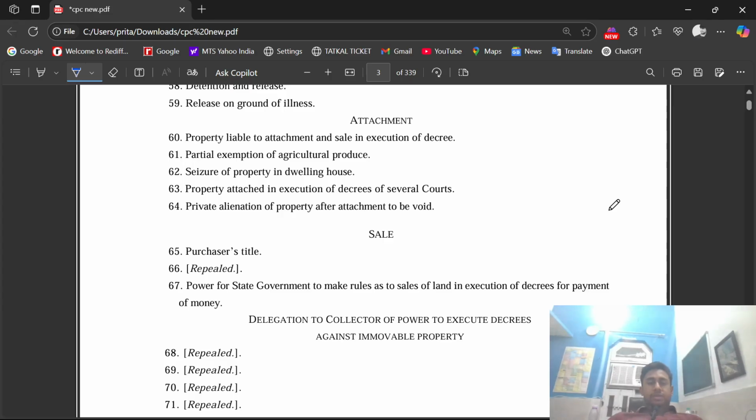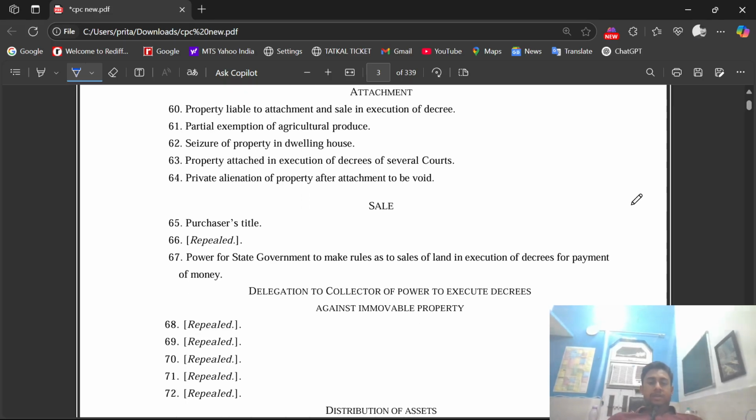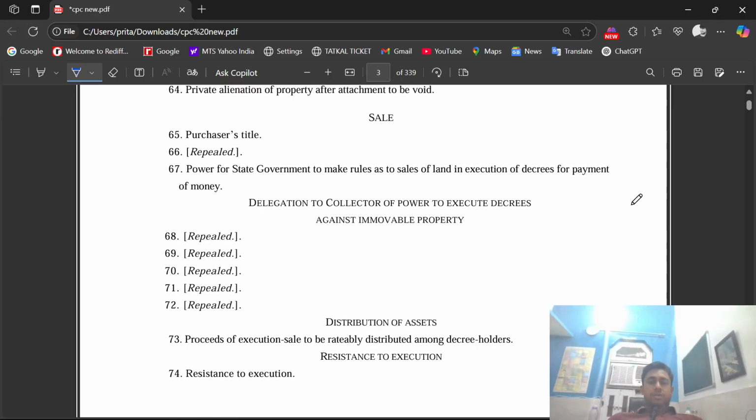Next subheading is sale. Section 65, purchaser's title. Section 66, repeal. Section 67, power for state government to make rules as to sales of land in execution of decrees for payment of money. Next subheading is delegation to collector of power to execute decrees against immovable property, in which Sections 68, 69, 70, 71, 72 have been repealed.